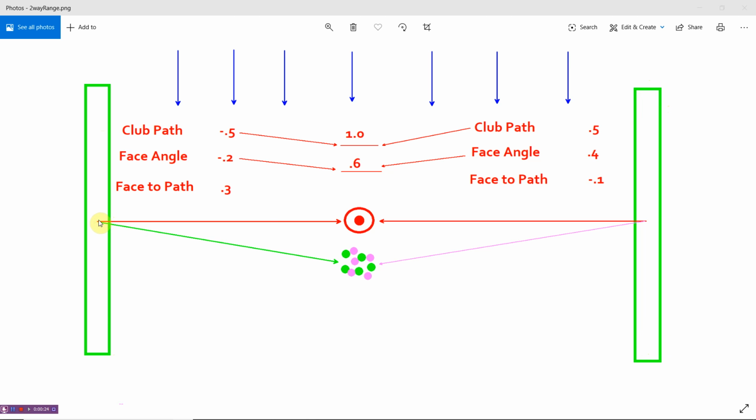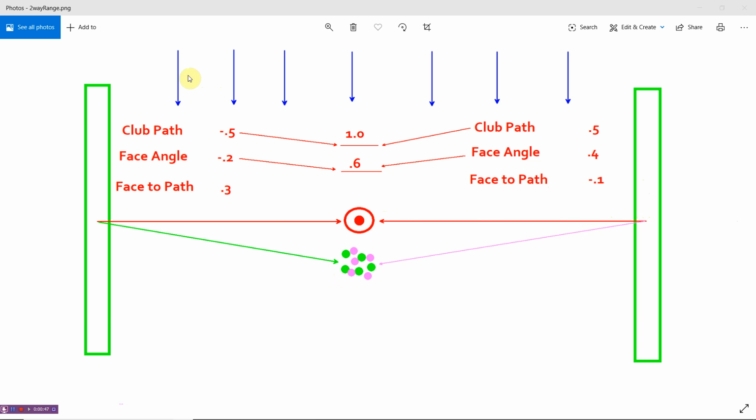So on the left side you can see the hitting direction represented by the red arrow here is running this way, with the target being the red dot here in the center. And on the right side, the hitting direction is running this way, okay, with the target being the red dot in the center. So you can see on a two-way range, they're hitting at each other in some sense.